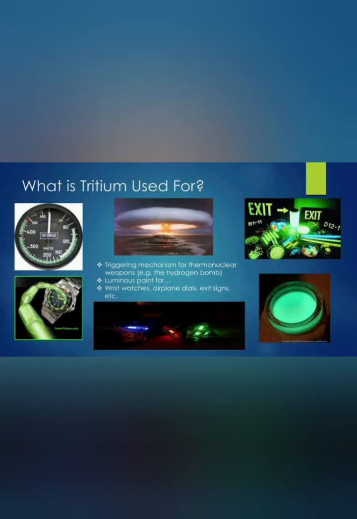No electricity. No batteries. No external power source. This is how self-luminous exit signs work. They glow day and night, even during power failures, and can last for many years. A radioactive isotope quietly becomes a life-saving light.